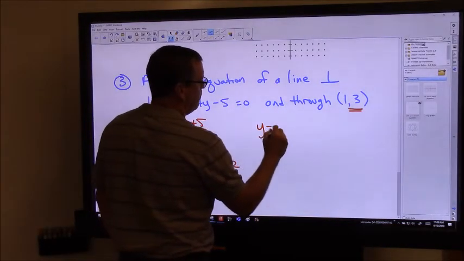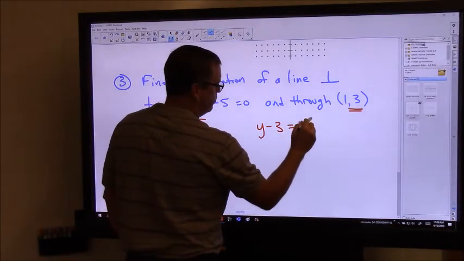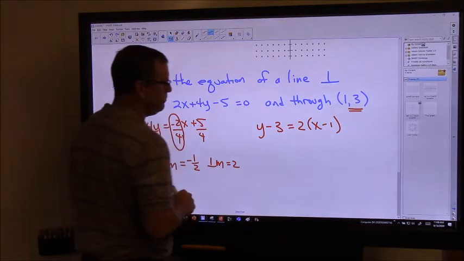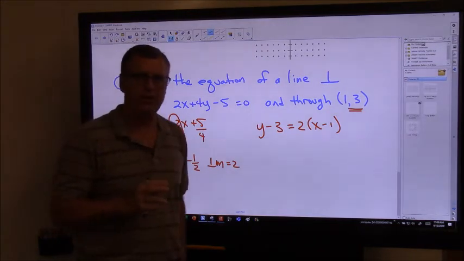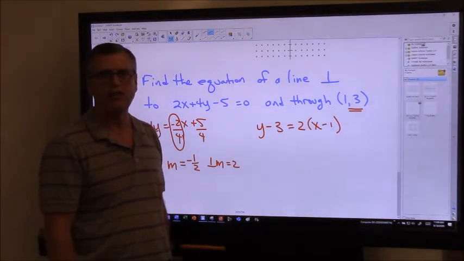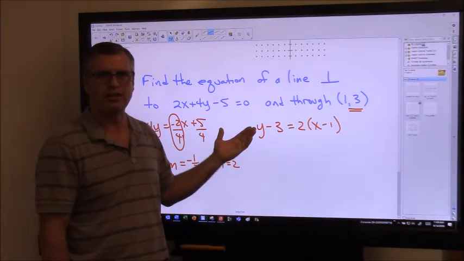Y minus the y value equals the slope times x minus the x value. If you're taking the AP test, one of the things that they say is you do not have to simplify, which is kind of nice. I could stop right here, right?